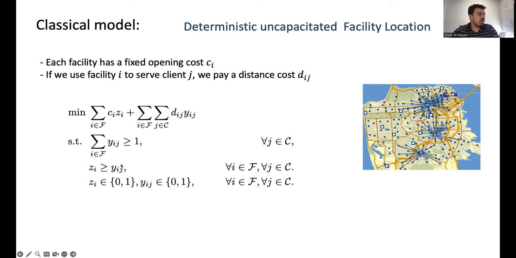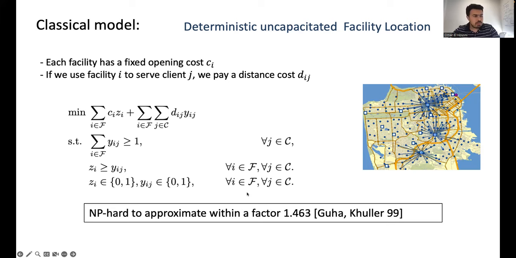So this is the most classical facility location problem, which I would say we teach in any basic undergraduate course on discrete optimization or introduction to algorithms. This problem is known to be NP-hard. It's NP-hard to approximate within a lower bound. The best lower bound that we know these days is 1.463, due to Guha and Khuller.